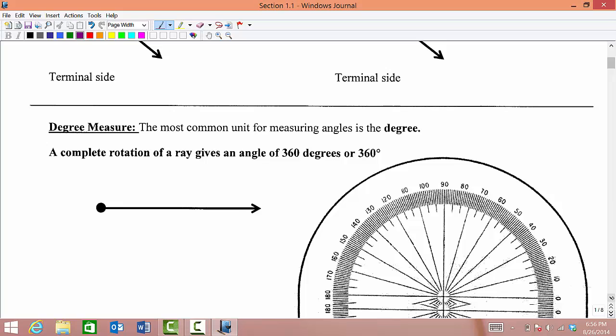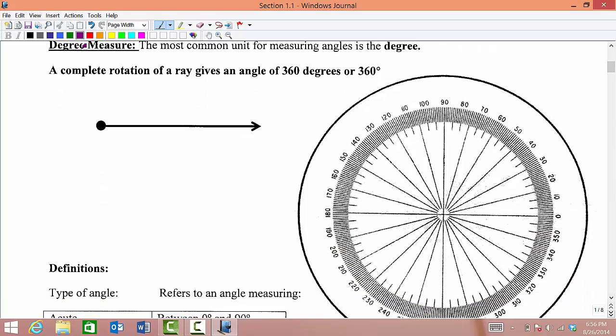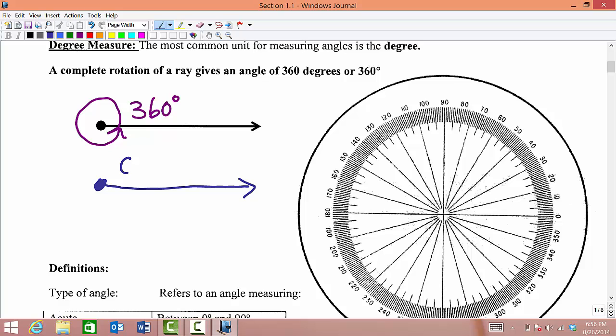The most common unit for measuring angles is the degree. A complete rotation of a ray gives an angle of 360 degrees. So we can start here and describe our rotation, and if we stop here, that would be 360 degrees. Notice that it appears that the initial side and the terminal side are exactly the same line. If we had a vertex and a ray, and there's no indicated rotation, then that would be an angle of 0 degrees.